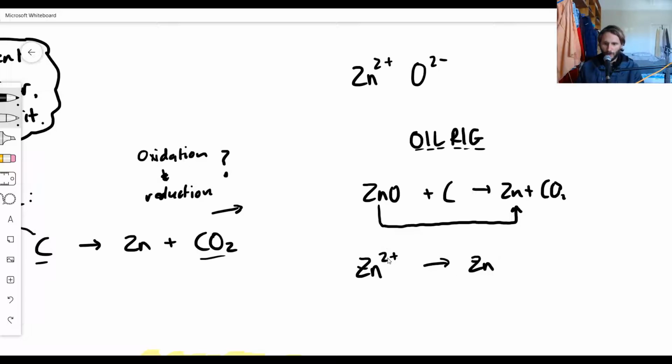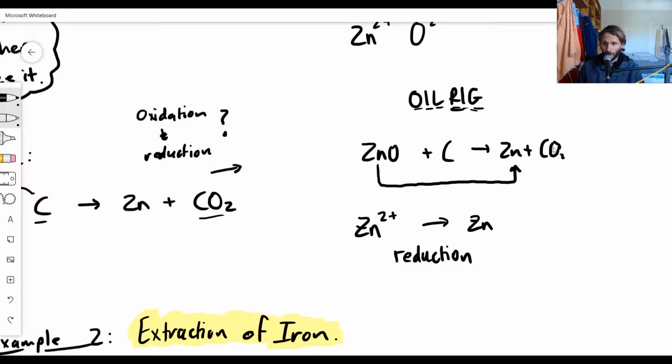Now, how does one go from 2+ to a neutral charge? It has to have gained negativity, right? In other words, it has to have gained electrons. Now, when something gains electrons, we call it reduction. So this is the reduction over here. The carbon is going from being neutral to being 2- over here. For it to be as part of carbon dioxide, it needs to be 2-. Okay, that's not actually true because this is a covalent bond. So let's, for now, just think of this as carbon becoming oxidized.